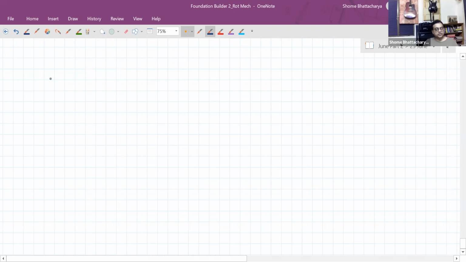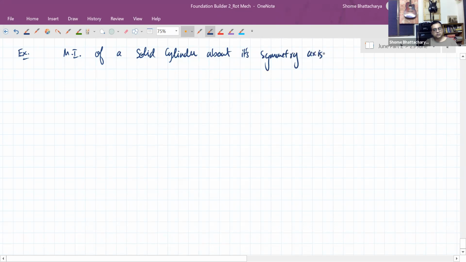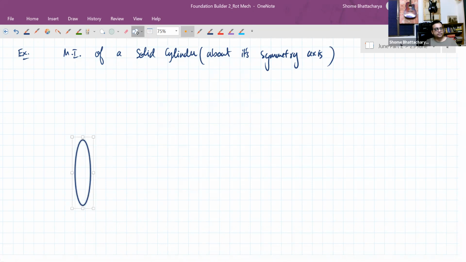Now, a couple more examples about moment of inertia, and then we'll be done with this. So, for example, very important: moment of inertia of a solid cylinder about its symmetry axis. This is not something difficult to work out at all, but let's just understand how it comes. So, imagine this is a sort of a side view or a three-dimensional view.